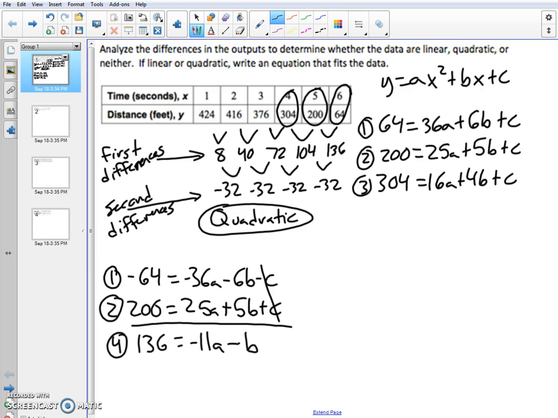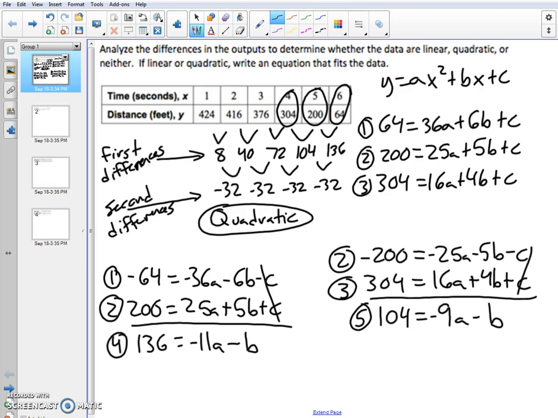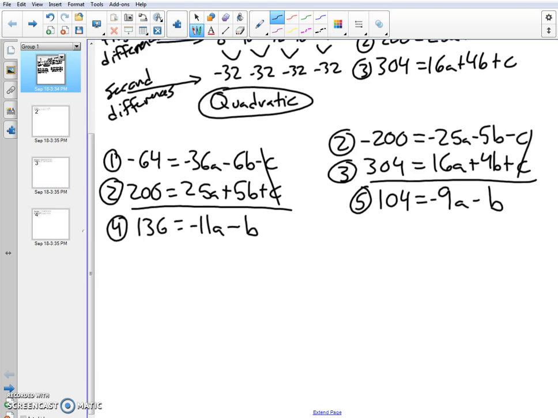I'm going to do the same idea with equations 2 and 3. So I'm going to take equation number 2 and multiply everything by a negative 1. And then equation number 3, leave that one just as it is. So again, we notice our C's cancel out, and we end up with 104 equals negative 9a minus b. So we call this equation number 5. So we've done this before. The only thing that's new here is how we set up the three equations. Solving them is exactly the same though.